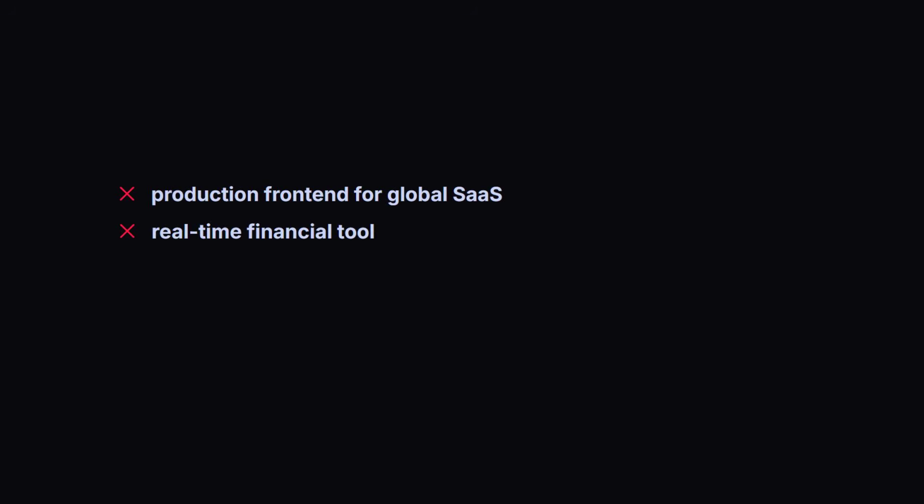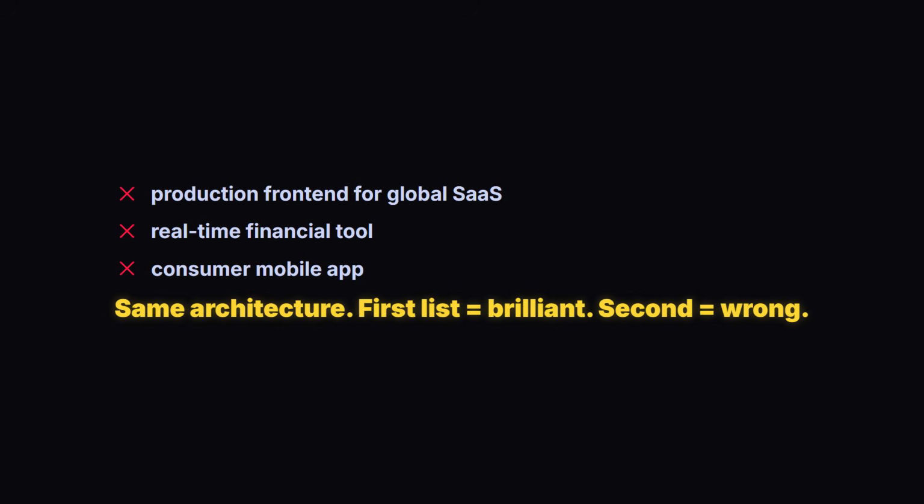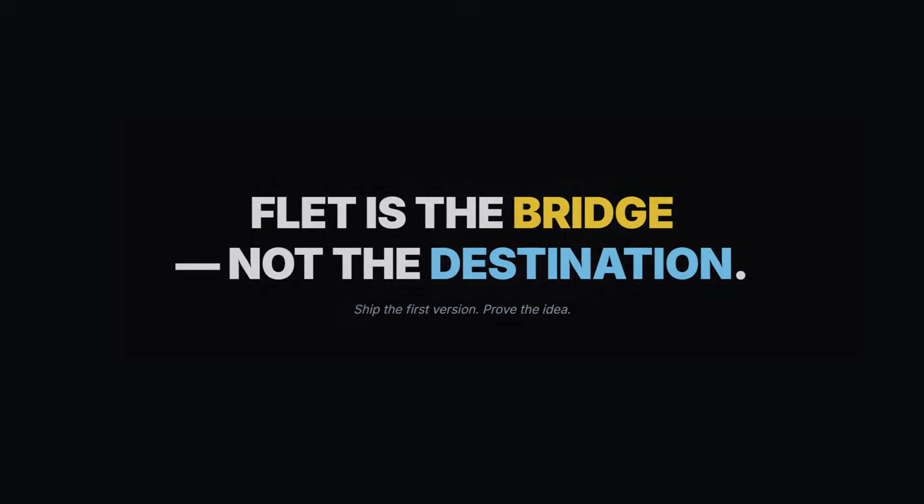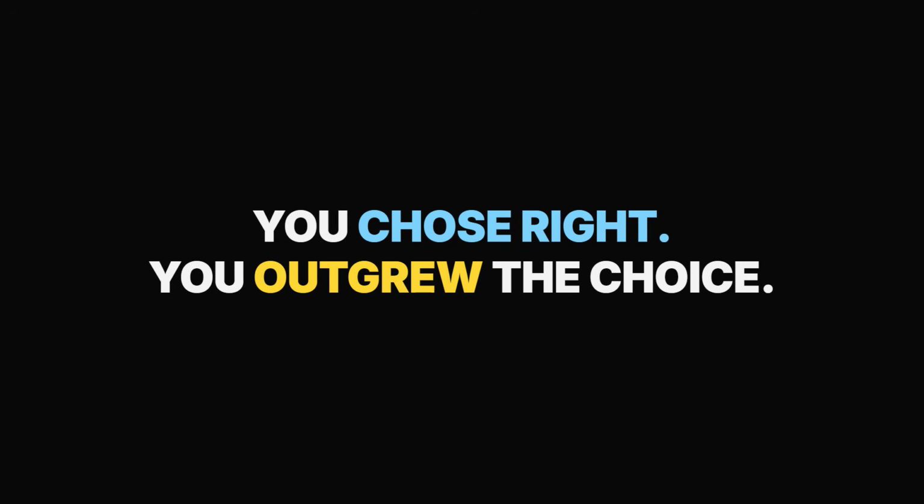What Flet is not is the production front end for your global SaaS, your real-time financial tool, or your consumer mobile app. The architecture that makes it brilliant for the first list is exactly what makes it wrong for the second. Architectural advice that fits on one line. If your app needs global scalability, Flet is the bridge, not the destination. Use it to ship the first version. Use it to prove the idea. When the constraints that broke Flet's model become real for your product, that's the signal to migrate, not the signal that you chose wrong. You chose right. You just outgrew the choice.